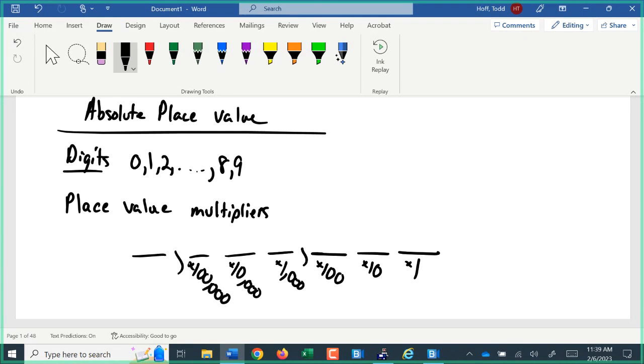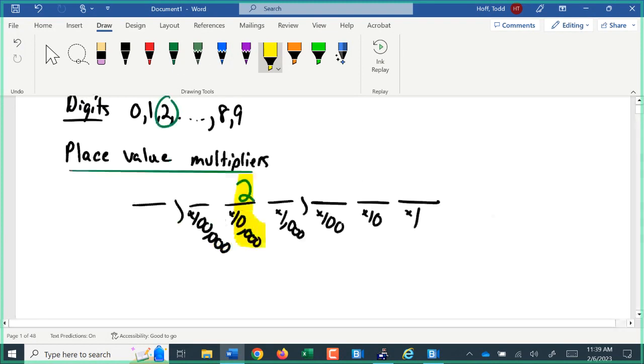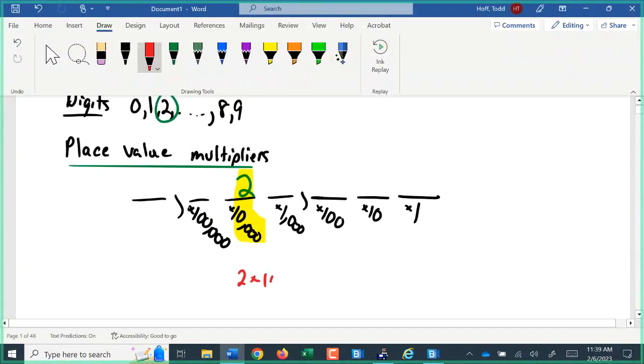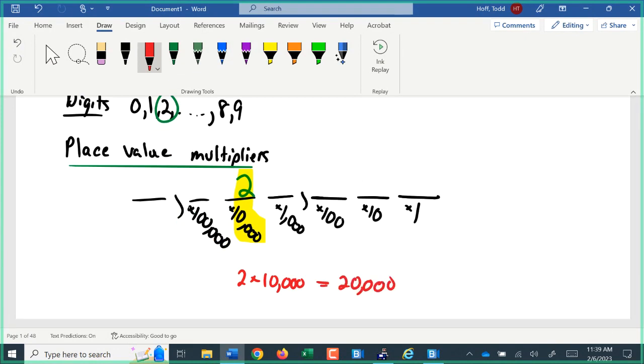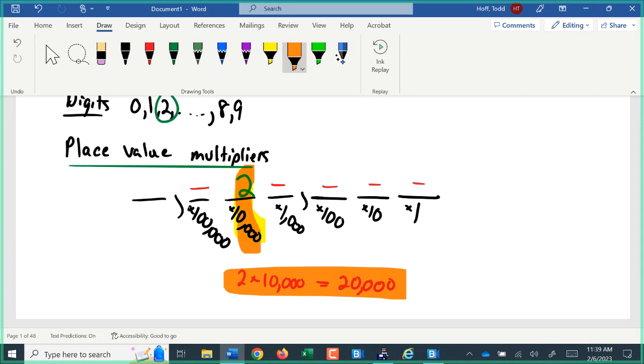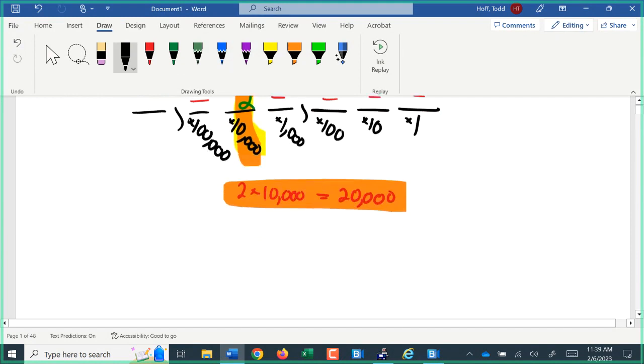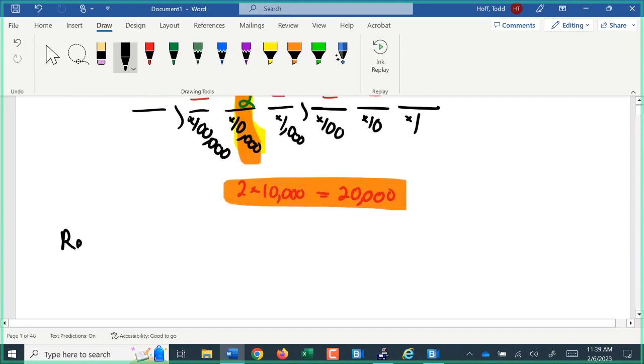So the value of a single digit is a combination of the digit and the place value modifier. So a 2 located here has that value, as we've said, of 2 times 10,000, or 20,000. Doesn't matter what digits are in any of those other places, that 2 in that place will always have that value. Well, today we're going to talk about a relative position place value system.